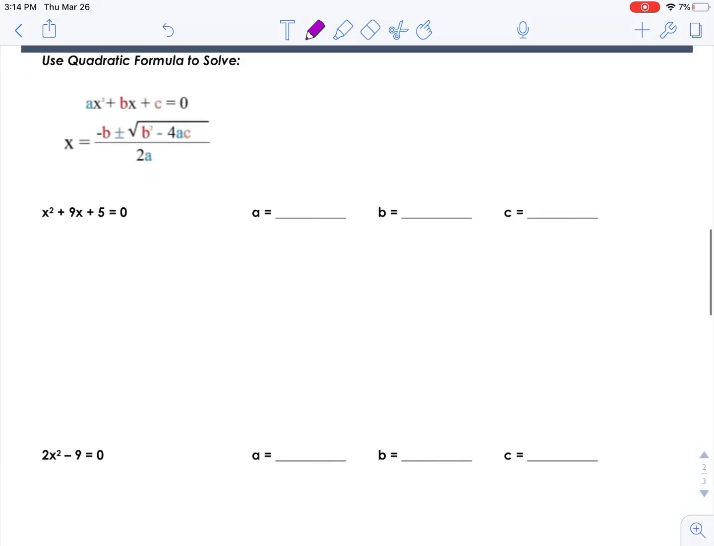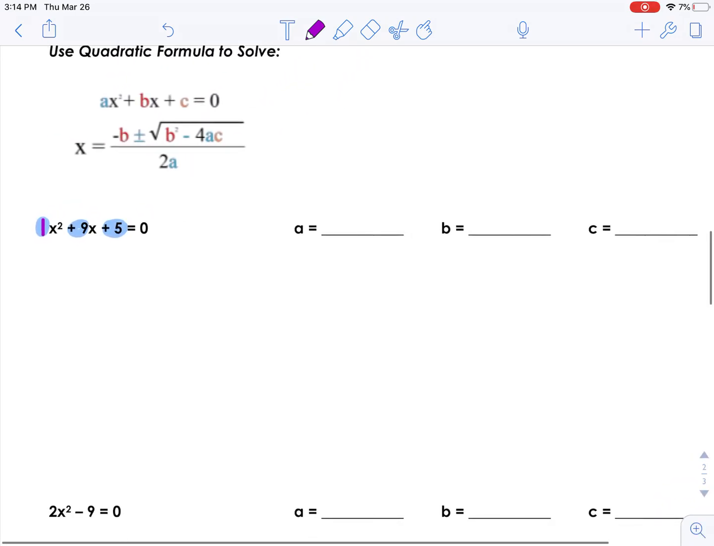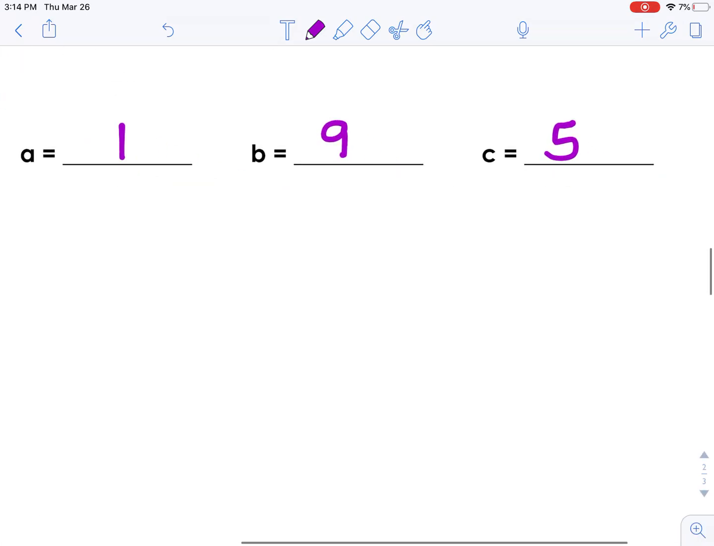Looking at this first problem, we're going to be going back to quadratic formula. Remember, our quadratic formula is a way to solve for x. And we first want to find out what our a, b, and c are. Those a's, b's, and c's are the numbers in front of the variables, the letters. The a is 1, the b is 9, and the c is 5.